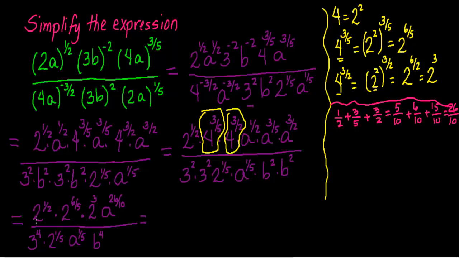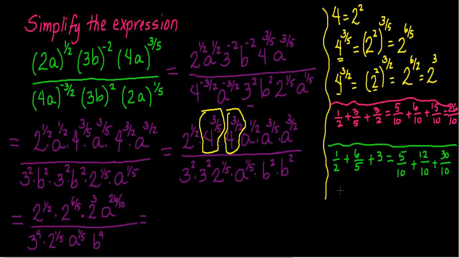Now I'm going to add these exponents because I have the same base. Let's do this off to the side here. So I have 1/2 plus 6/5 plus 3. Common denominator here, again, 10. So to make this 10, I have to multiply the numerator and denominator by 5, and that gives you 5 over 10. Plus, to make this a 10, I have to multiply the numerator and denominator by 2, which makes 12 over 10. And to make this a denominator of 10, I have to multiply 10 in the numerator and 10 in the denominator, which gives you 30 over 10, which is 3, right? 30 over 10 is 3. And that adds up to 47 tenths.